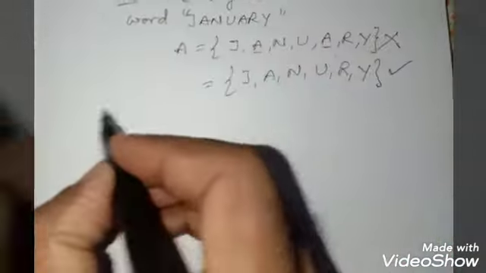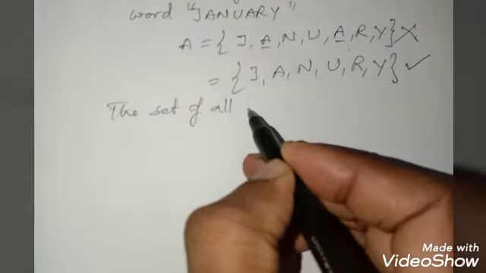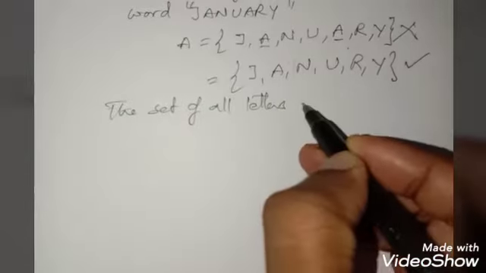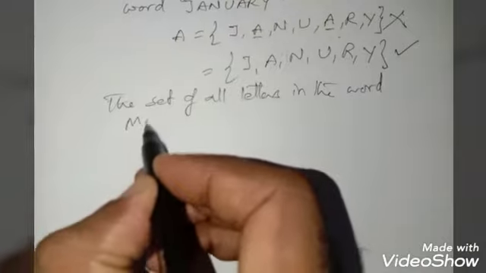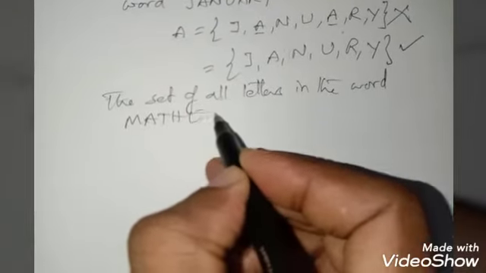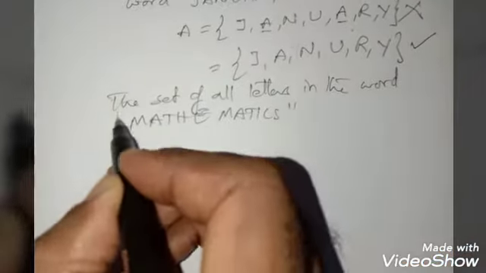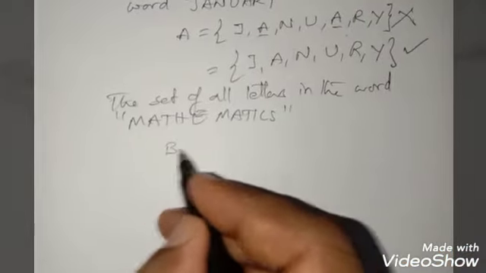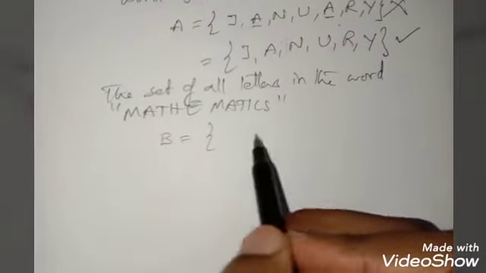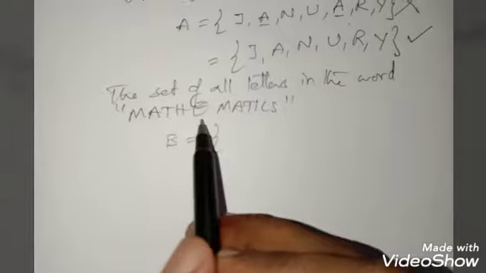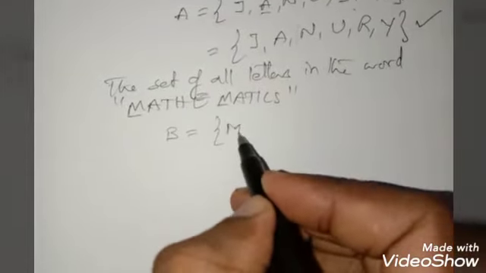Now if I take another example, the set of all letters in the word mathematics. How to write this? You can write this as B is equal to. Before writing any set, you have to see whether you have any repetitions or not. Here M is repeated, so I am writing it only once.